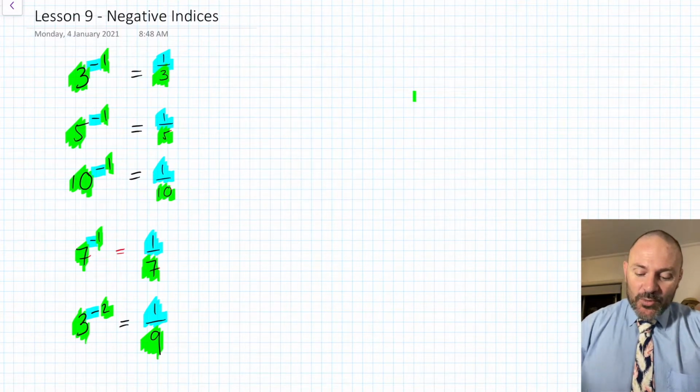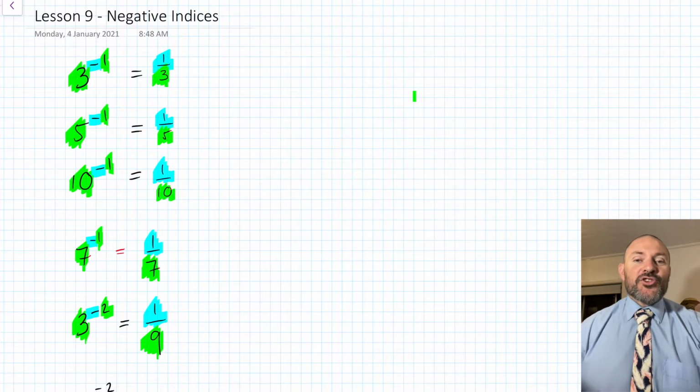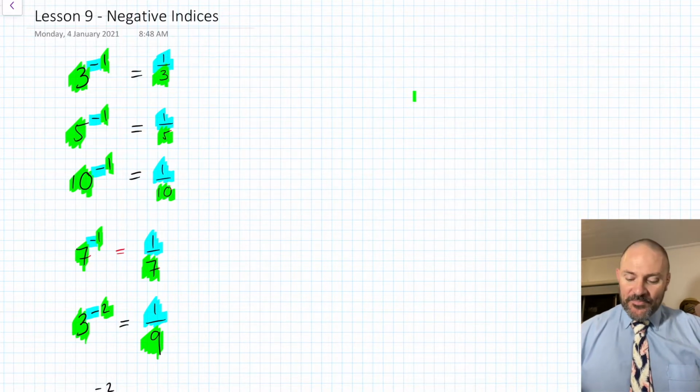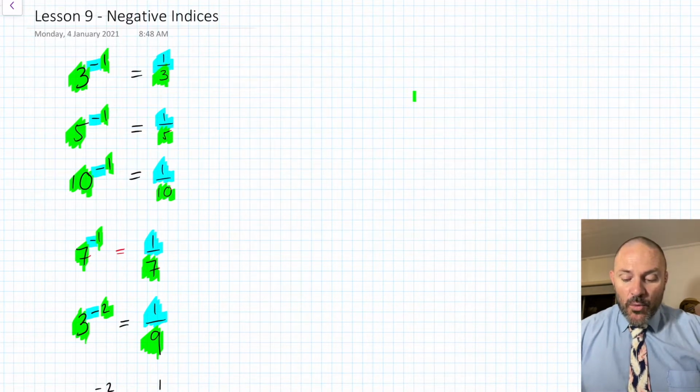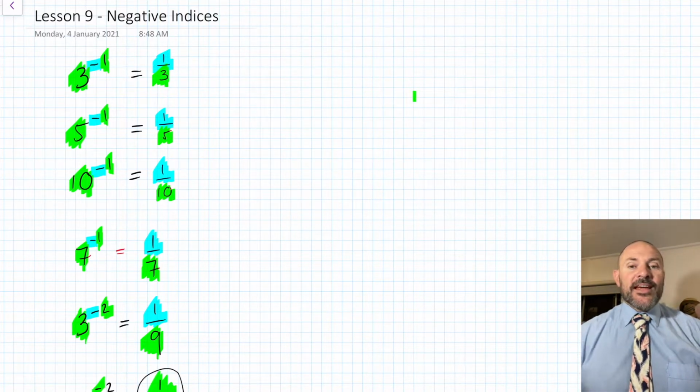Okay, so what would happen if you had 5 to the power of negative 2? Do you reckon you can know what that one's going to be? Hopefully you said 1 over, which of course, that's the little minus sign. And then 5 squared is 25, and that would give you the correct answer.